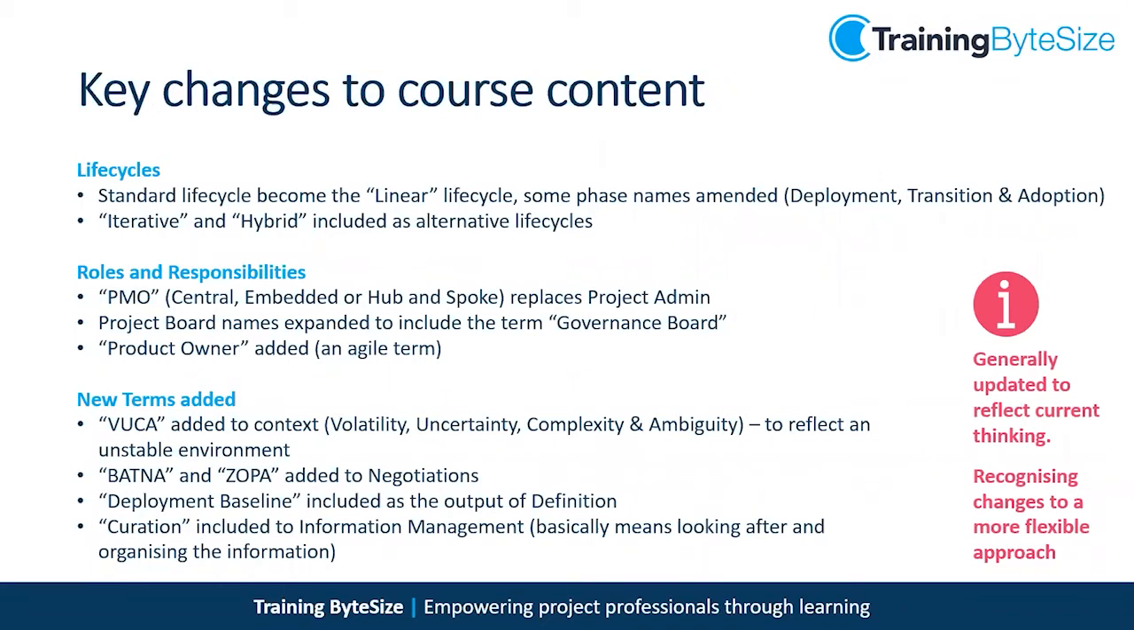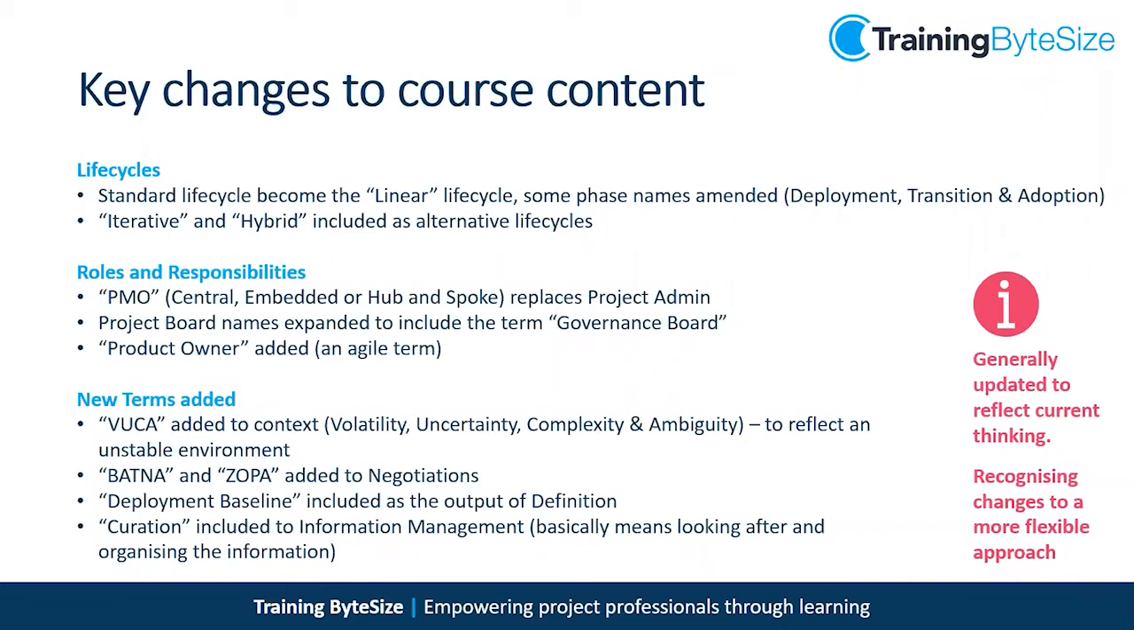So the standard life cycle has become known as the linear life cycle, and they've changed some of the phase names. It used to be concept, definition, development, and handover and close, but now development is deployment, handover and close is transition, and they've introduced a new phase called adoption. They have also introduced iterative and hybrid life cycles, which are alternative life cycles. I'll go through what they look like in a moment. They're two new life cycles that the APM has adopted into their syllabus.